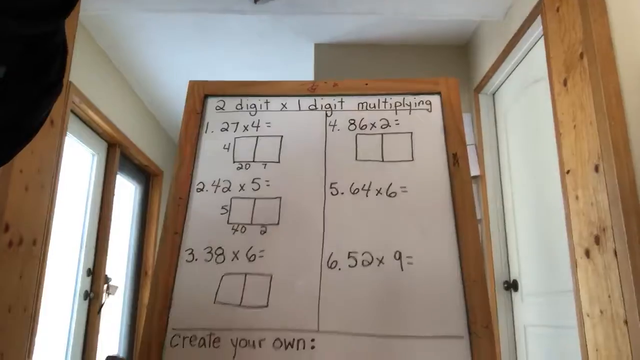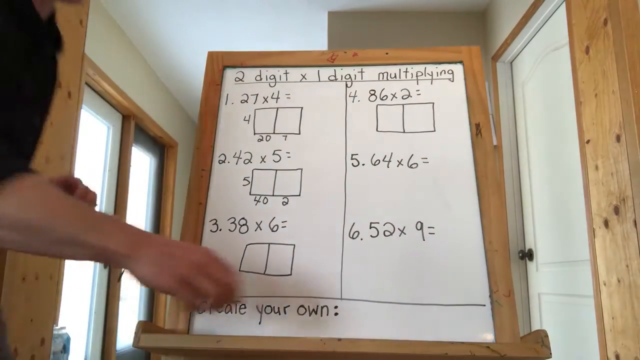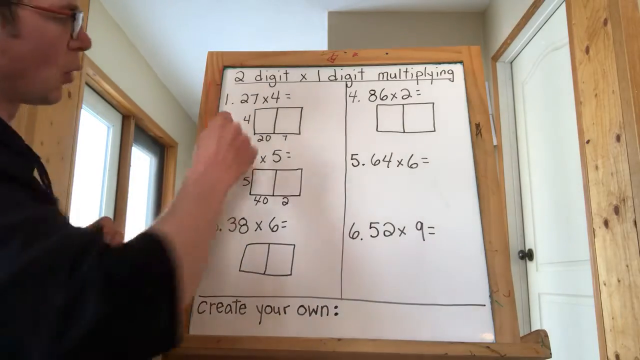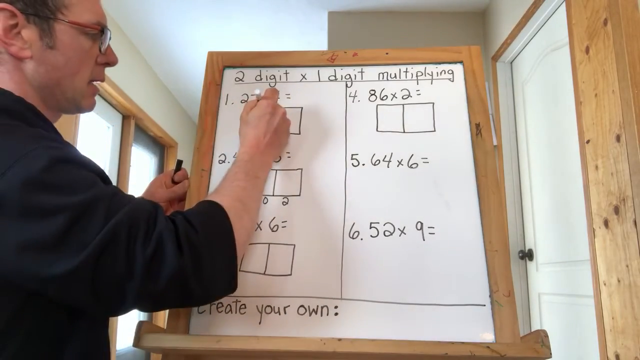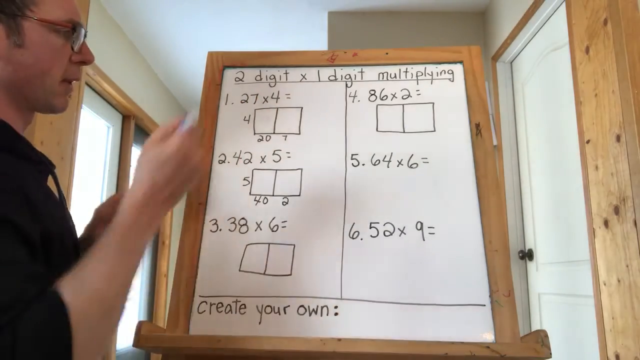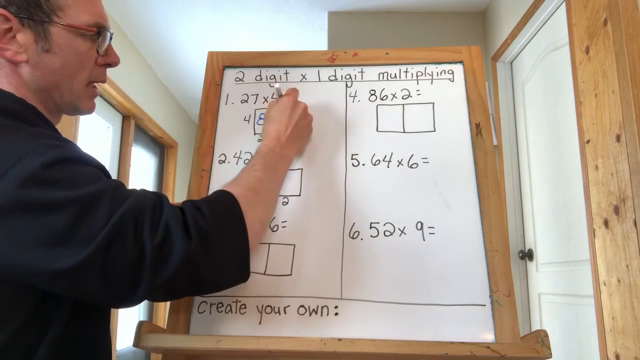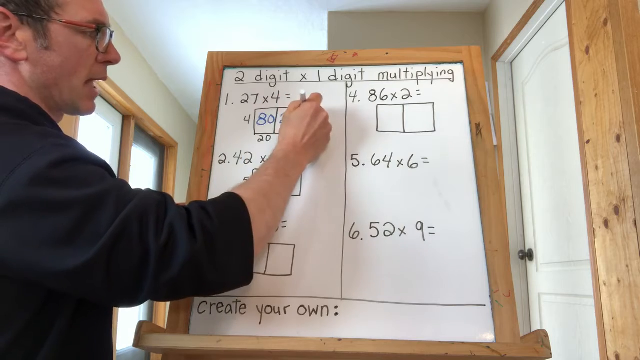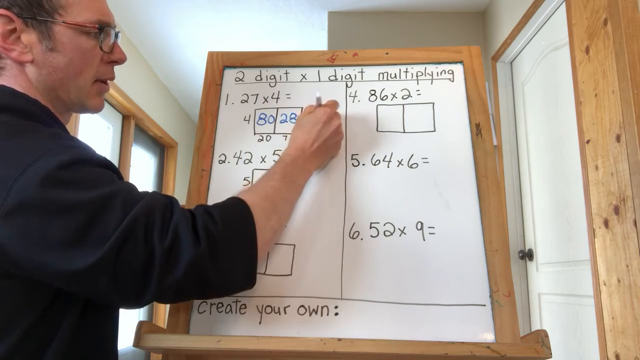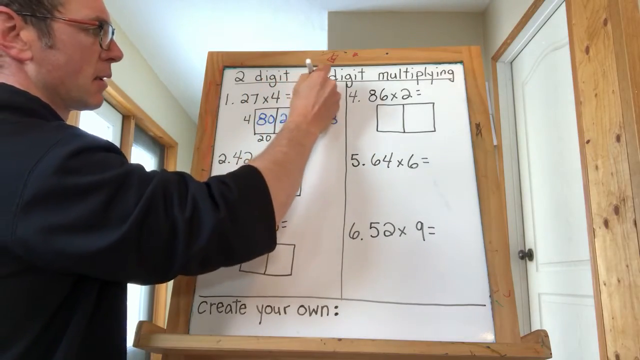Let's see what that looks like on the board. Just looking at 27 times 4, we said 20 times 4 is 80. I'll do that in a different color, blue, so you can see. 7 times 4 is 28. We add those together, and those make 108. So 27 times 4 is 108.